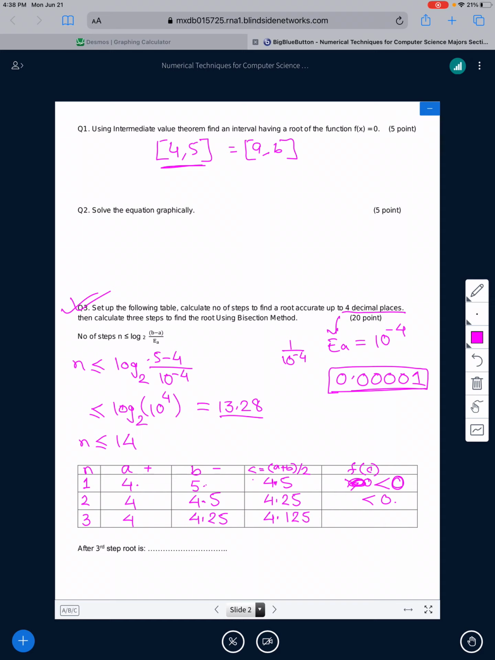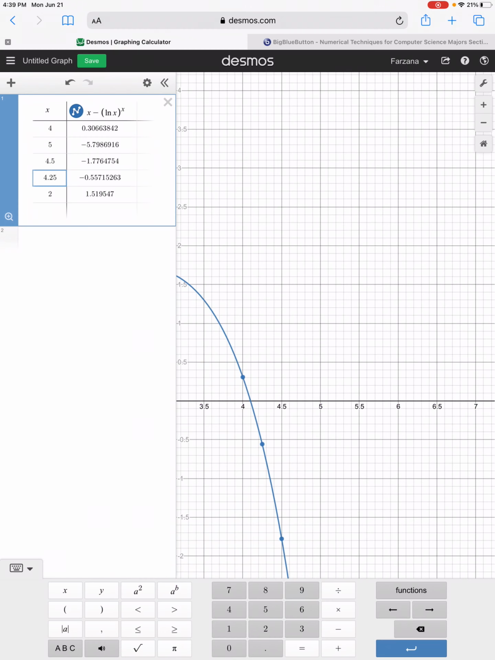4.125. Okay, and then we are saying this is the root after third step. You can calculate up to 14th step to get better answer, but right now we are saying at the end of third step 4.125 is the root. Okay, at the end of third step. So let me go to the graphing calculator and see what is happening at this point.